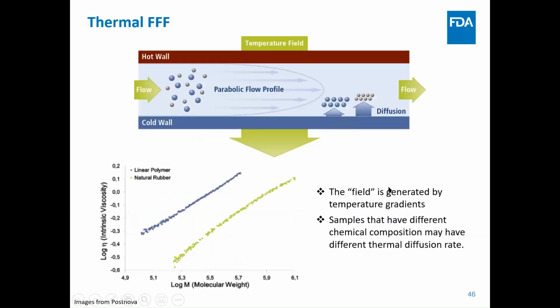So the last one is called the thermal FFF. In this technique, the field is generated by the temperature gradient. The top and the bottom channel blocks have different temperatures, and so the liquid flow only serves to flush the sample out of the channel. So this will be used to analyze samples that have different thermal diffusion, and thermal diffusion will depend on the chemical composition of the polymer or the branching status of the polymer, whether they are linear or branched.